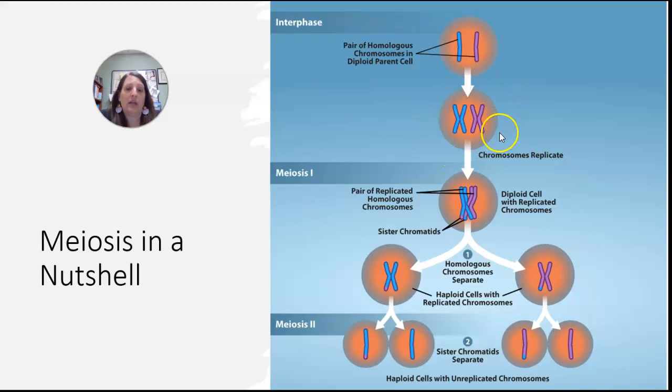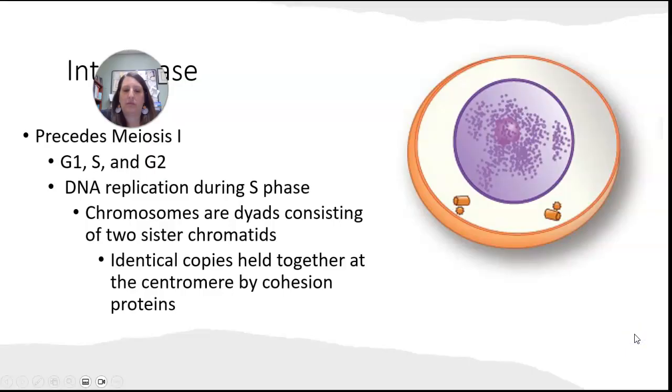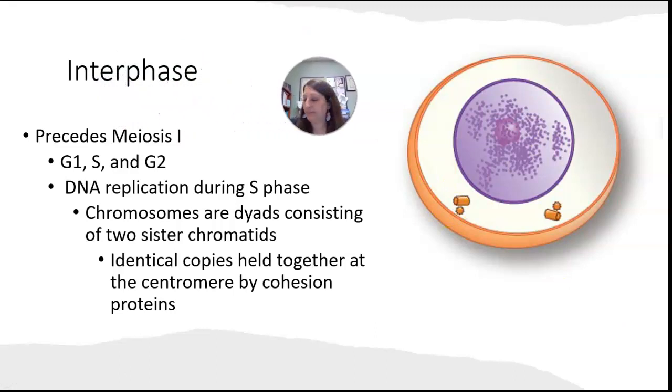Okay. In meiosis 1, these homologous chromosomes will pair up, and then they'll be separated. So we get 1 dyad of the homologous pair in this cell, and the other in this cell. And then in meiosis 2, the arms, the sister chromatids, come apart. And so again, from this cell we get these 2, and from this cell we get these 2. Okay, so again, our focus is going to be on meiosis 1.